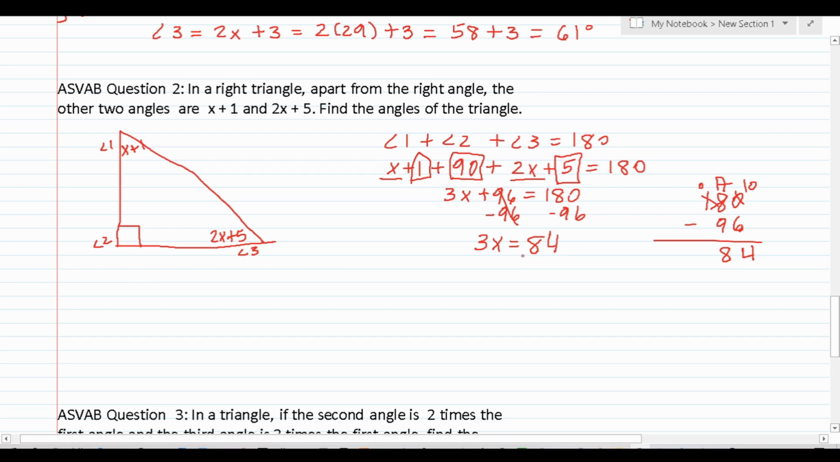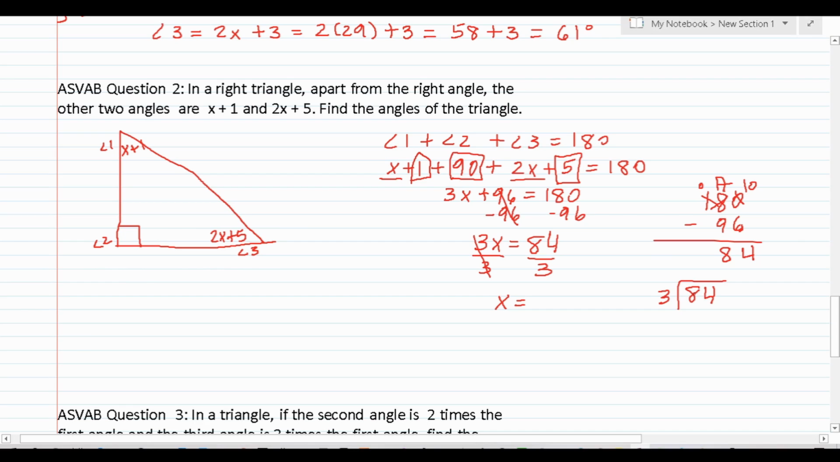Again, we want to get x by itself, so we're going to divide both sides by 3 as our next step. This is going to cross out, leaving you with x equals 84 over 3. And that's going to prompt us to do some long division, namely 84 divided by 3. Again, all fractions can be regarded as division.